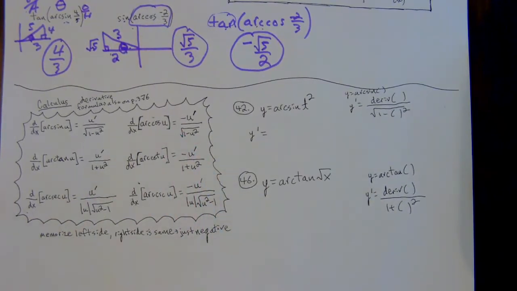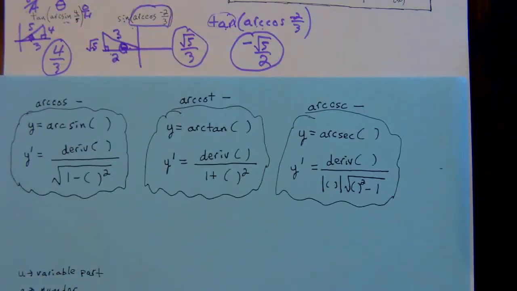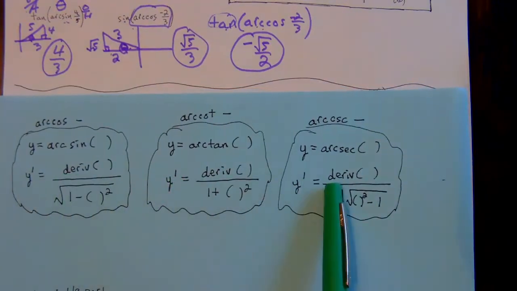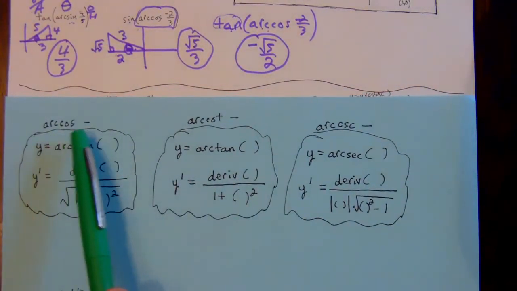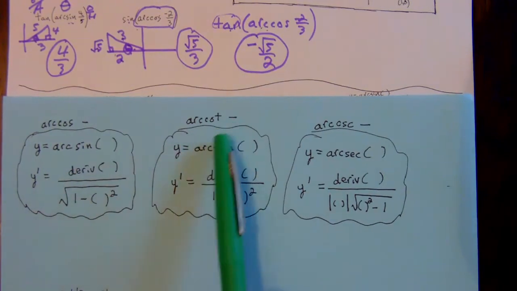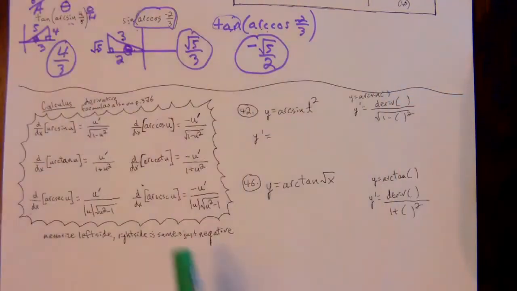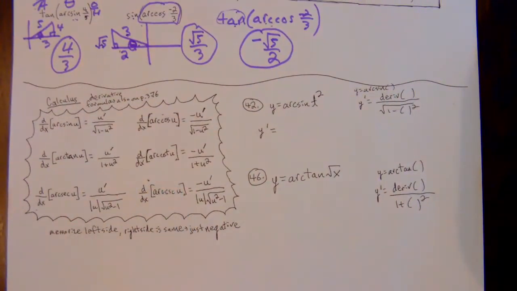Now on the blue sheet review that I have linked for you, that's what I have. I have your 3 properties, and then I just say, hey, if it's an arc cosine, you stick a negative in front. If it's an arc cotangent, you stick a negative in front, and that's what I'm utilizing right here. So that's what I mean by that.